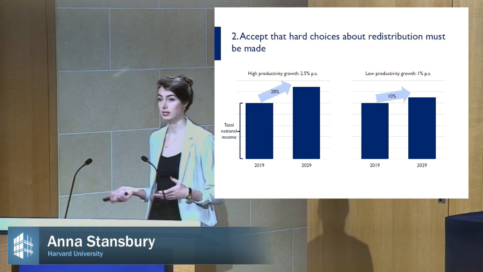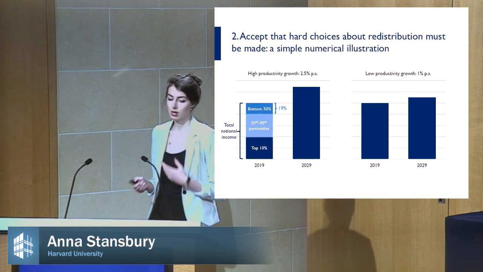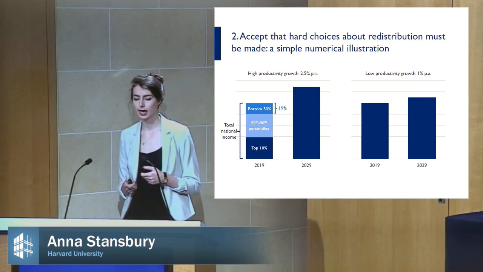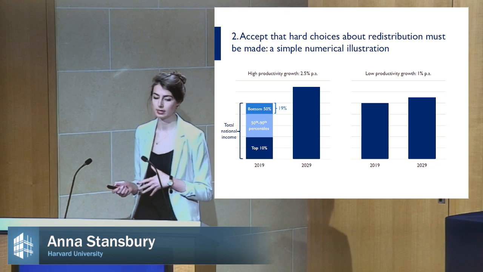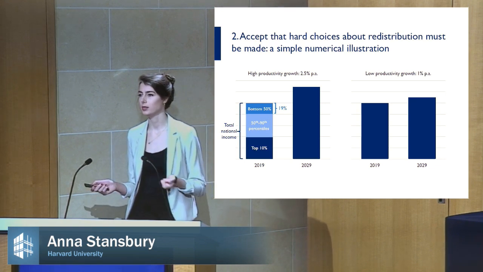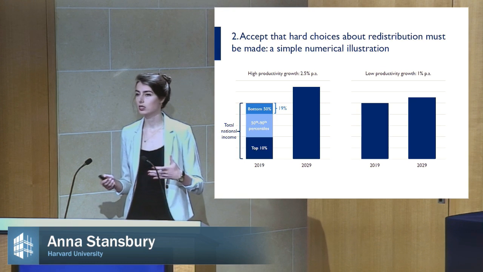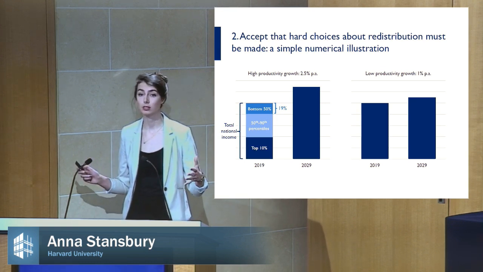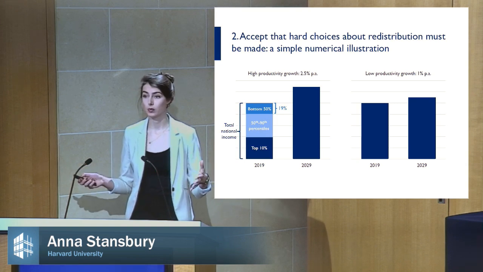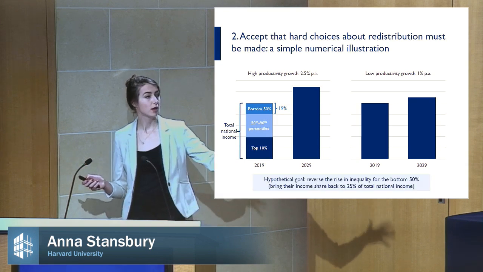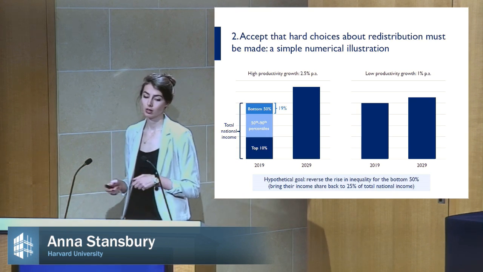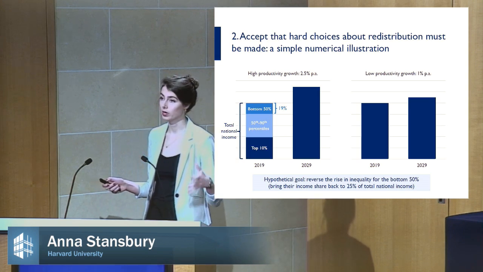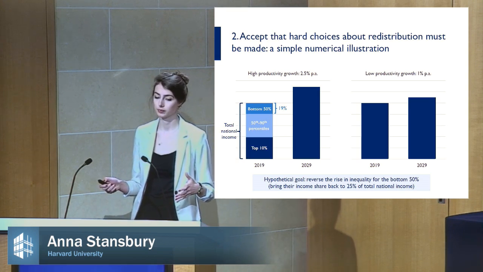What does this imply for our capacity to redistribute? Currently, if you look at the post-tax and transfer distribution of national income, as calculated by Piketty, Saez, and Zucman recently, the bottom 50% of the income distribution receive about 19–20% of national income. Let's take a very simple hypothetical of what our goal might be in tackling inequality. We want to reverse the rise in inequality for the bottom 50%, which implies bringing their income share back to 25% of total national income, what it was in the 1960s, 1970s.